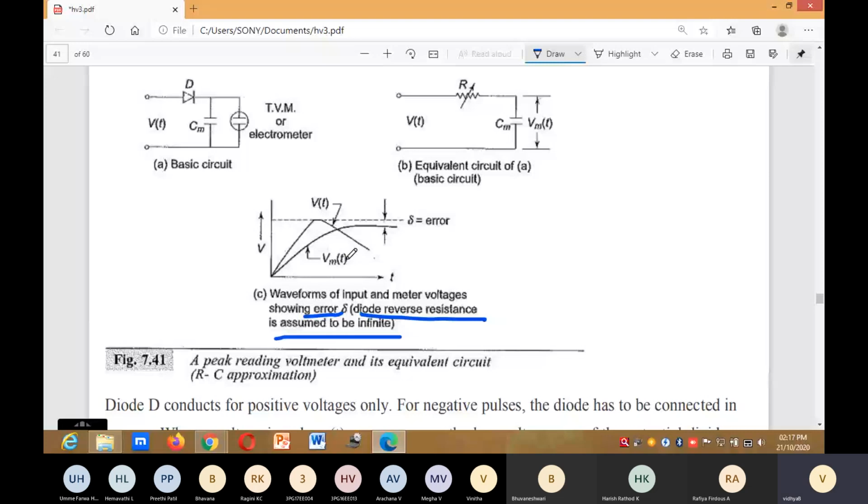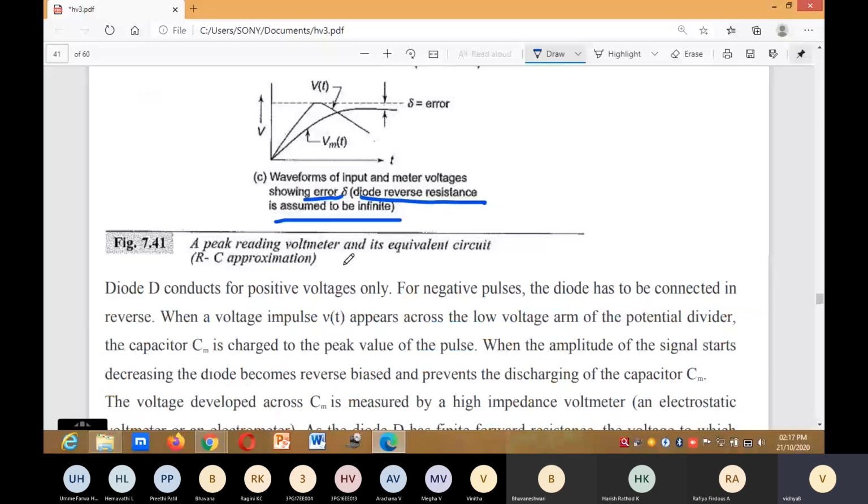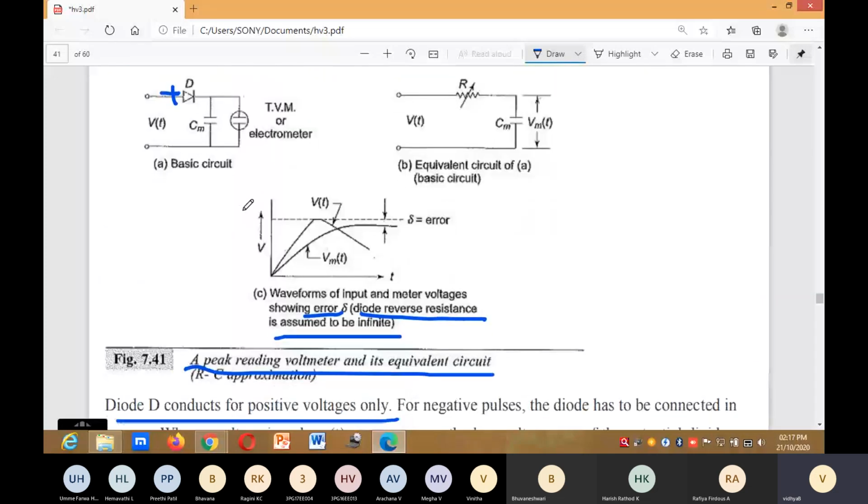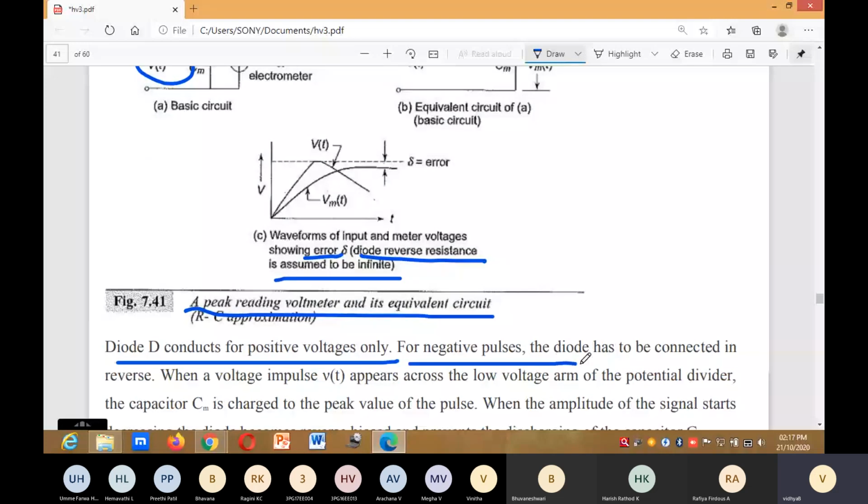A peak reading voltmeter and its equivalent circuit. Diode D conducts for positive voltages only. When you apply the positive cycle, the diode will be forward biased, so it will conduct. For negative pulses, the diode is connected in reverse, so the diode will become reverse biased.